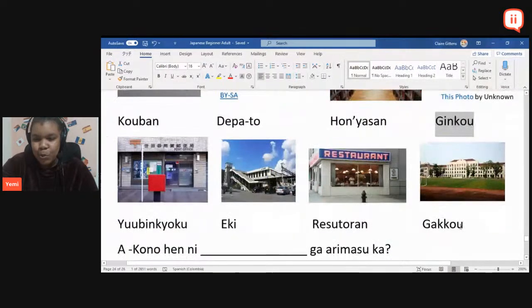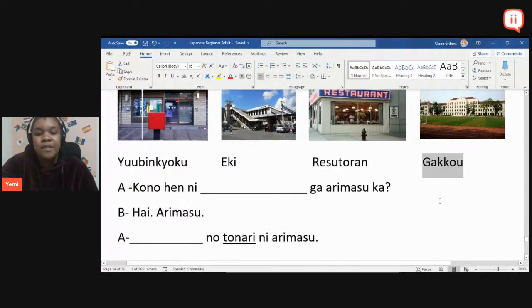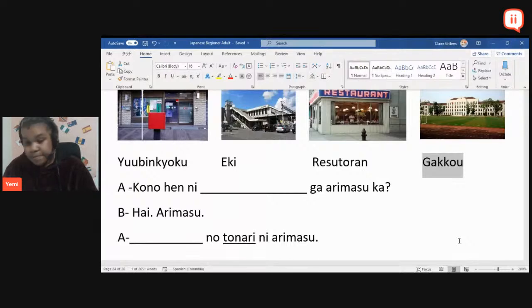Let's try the school. Make it a little interesting. Okay. So the school is next to the restaurant. Okay. Kono hen ni gakkou ga arimasu ka? Hai, arimasu. Restaurant no tonari ni arimasu.